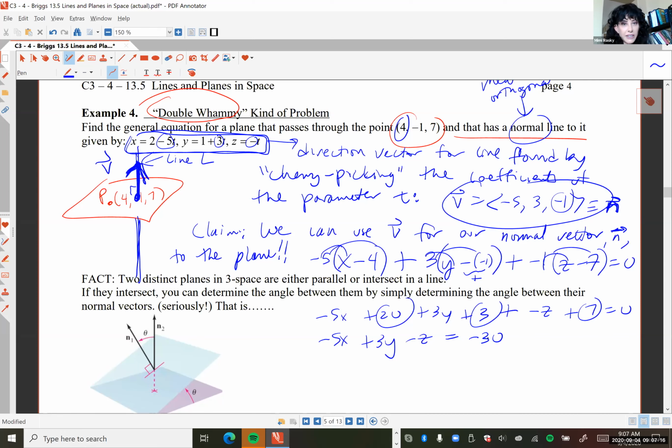Now I'm going to tell you another secret of making things pretty. This equation is already reduced. In other words, there's no common factor to all the coefficients and a constant that would reduce this to lower terms.